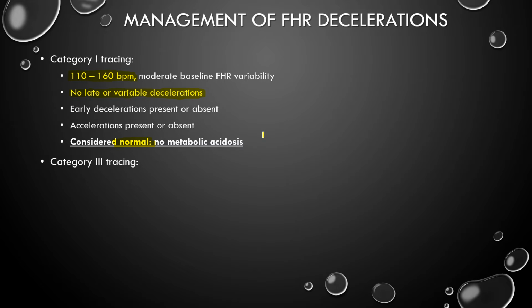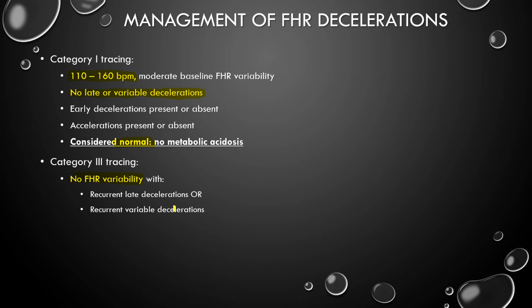Now let's talk about a Category 3 tracing. A Category 2 tracing kind of overlaps between Category 1 and Category 3. Now let's talk about what Category 3 is. There's no fetal heart rate variability, which is bad, like we mentioned. If there's no variability, that means there's some kind of problem with the heart. And it's also with either recurrent late decelerations or recurrent variable decelerations. So if you have no fetal heart rate variability with either of these, you're a Category 3 tracing, and this is very, very severe.